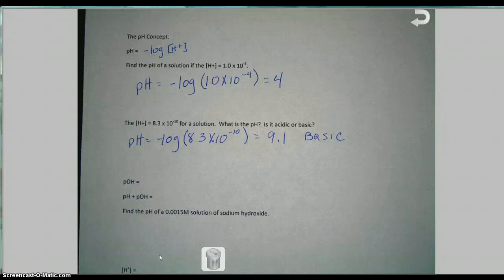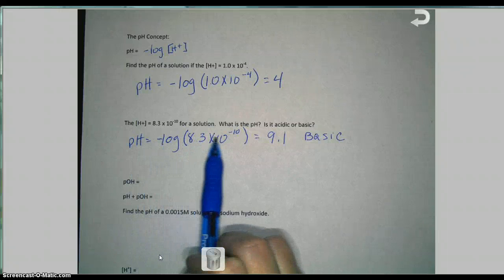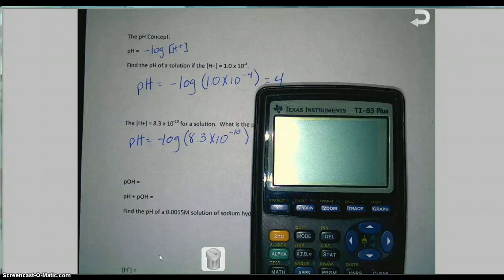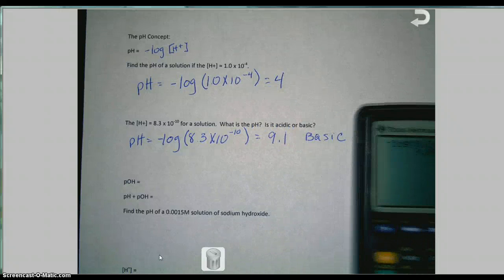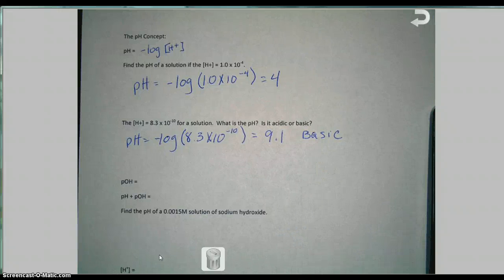says the H plus concentration is 8.3 times 10 to the negative 10. What is the pH? So we have pH equals negative log of 8.3 times 10 to the negative 10. So when you plug that into your calculator, negative log 8.3 EE negative 10, enter, and we get 9.1, okay? So when we look at 9.1 as our pH, we know that's a basic solution. If you remember from middle school, acidic solutions have a pH less than 7, basic solutions have a pH greater than 7, and if the pH is 7, then it's neutral.